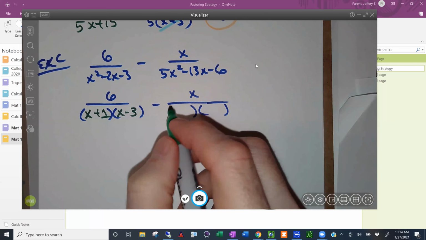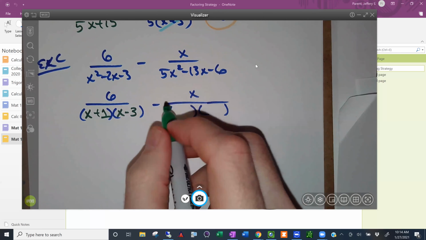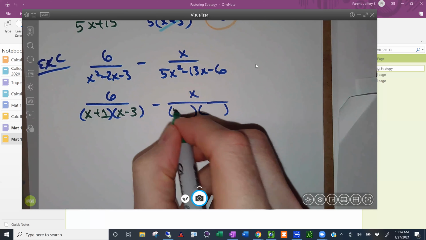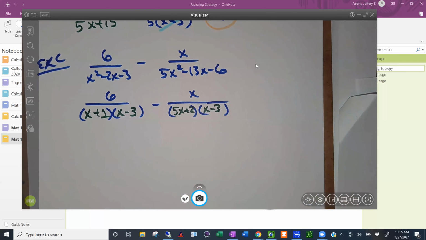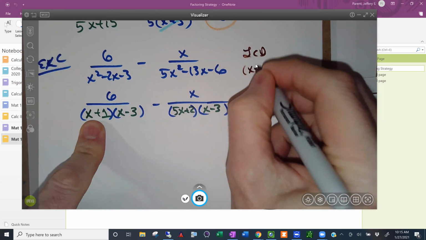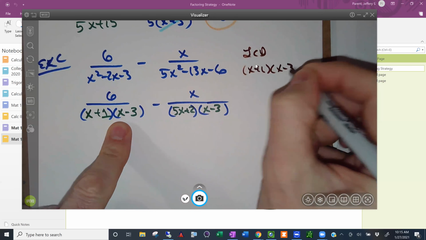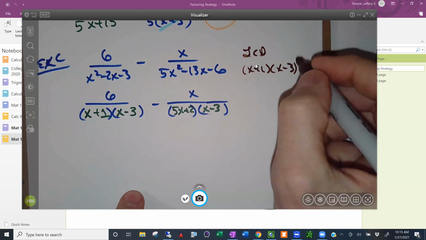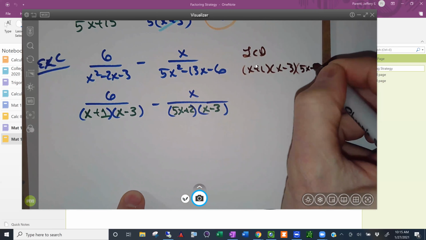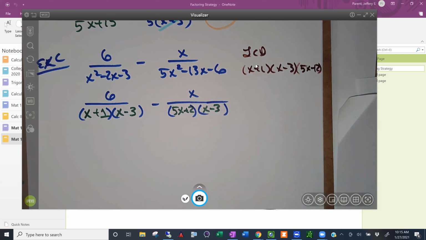Now, I'm just going to help you out with this factorization in the interest of time. 5x plus 2 squared over x minus 3. And now we're going to need to figure out, well, what's the LCD here? What's the lowest common denominator? Well, I know I need an x plus 1, an x minus 3, and what else? I've already got the x minus 3. 5x plus 2. That's my lowest common denominator.